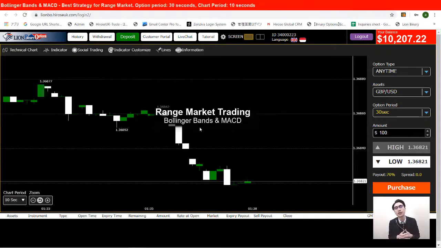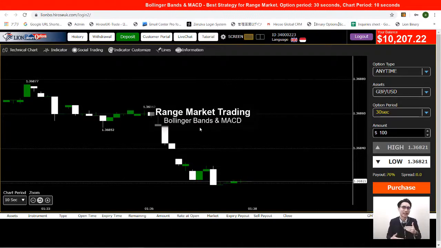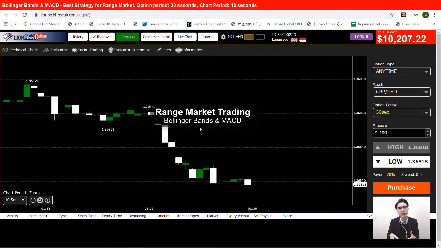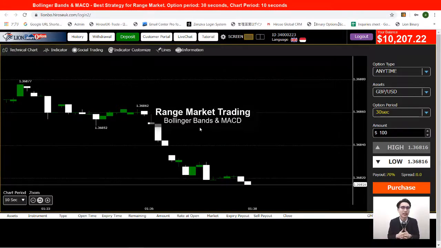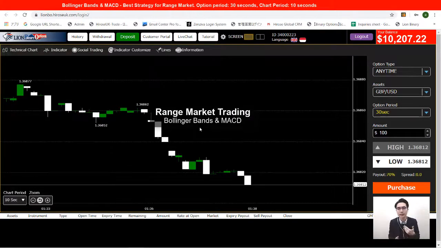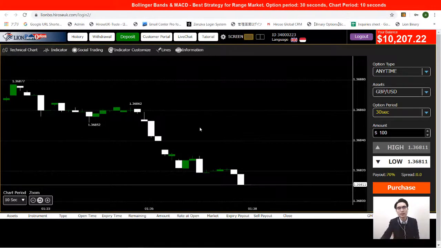And then how we use this strategy to trade in a range market, which is the Bollinger Bands with MACD. It works by looking for retracement at resistance and support levels in a range market, and then we trade when the price is approaching the resistance and support level. We'll take a look at the indicator settings first, and then how we will be using this strategy.